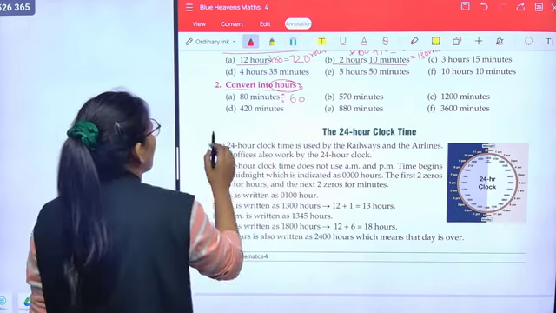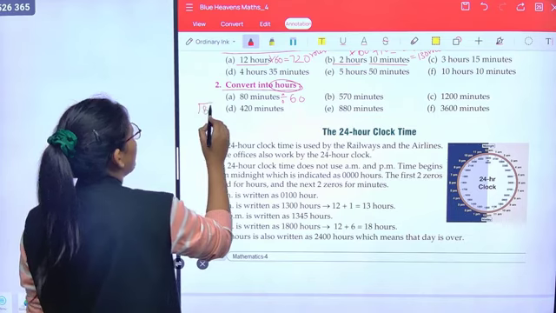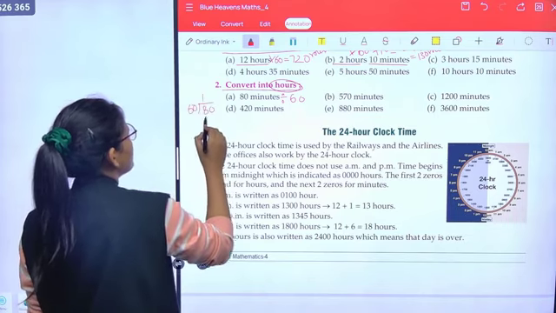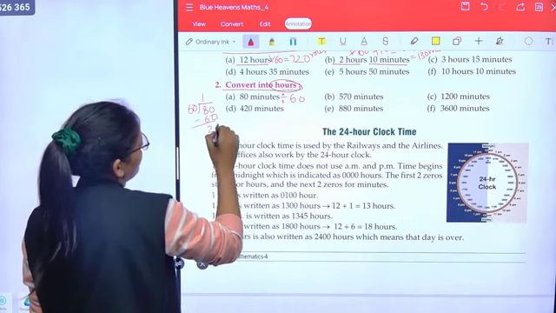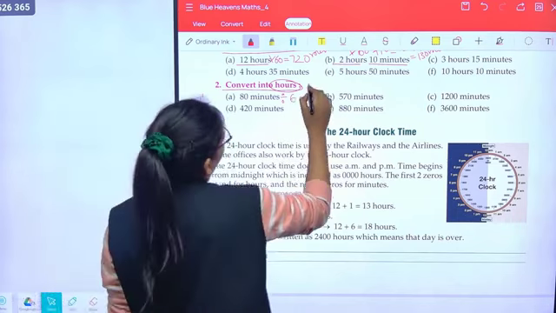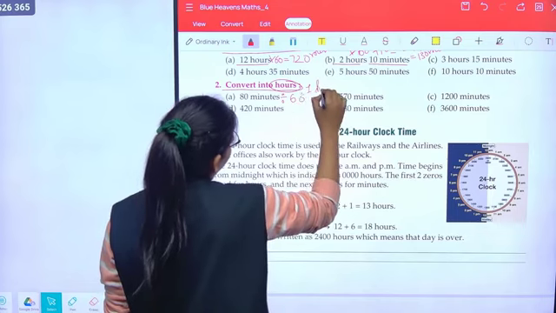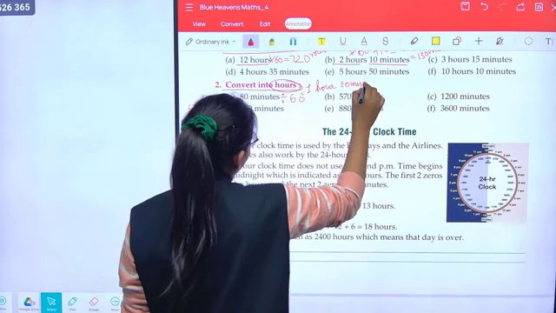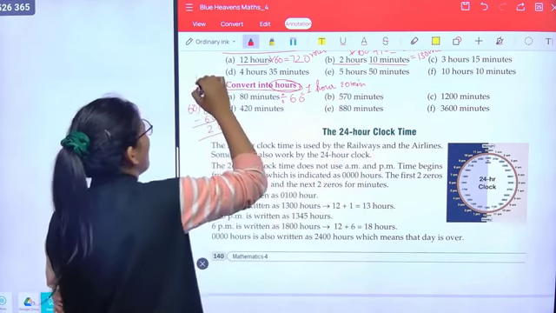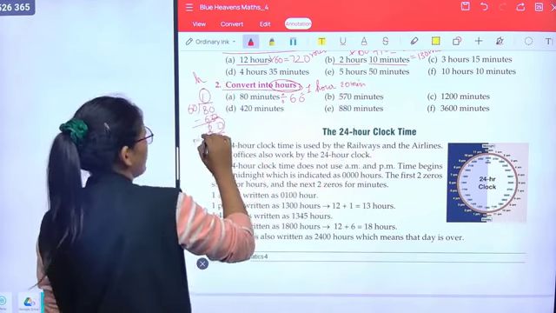60 से, तो 80 divided by 60. 6 1s are 60, 1s are 60, 20. So it is 1 hour 20 minutes. ओके, ये हमारा क्या होता है, आर होता है, और ये क्या होता है हमारा मिनट.